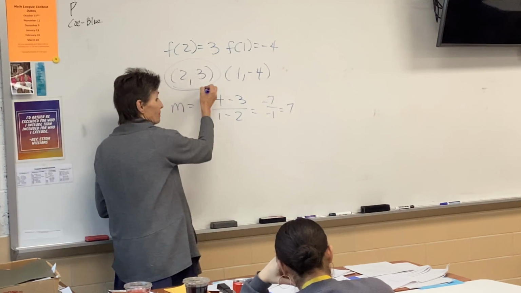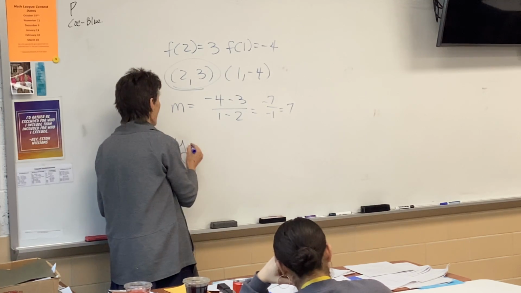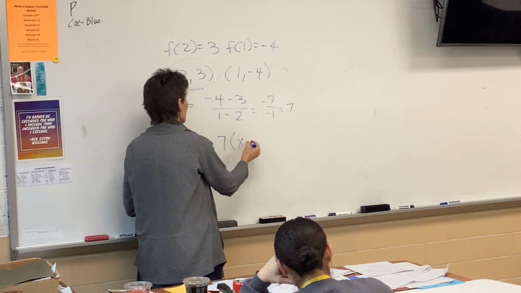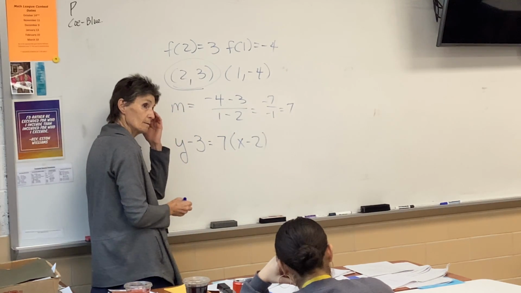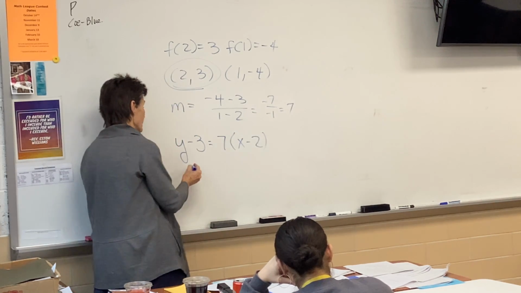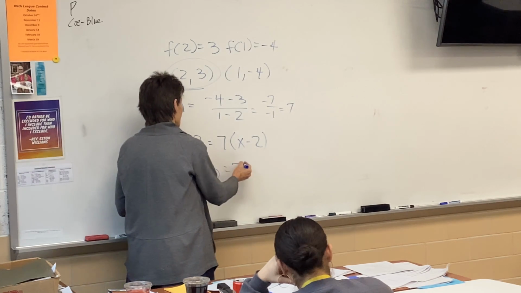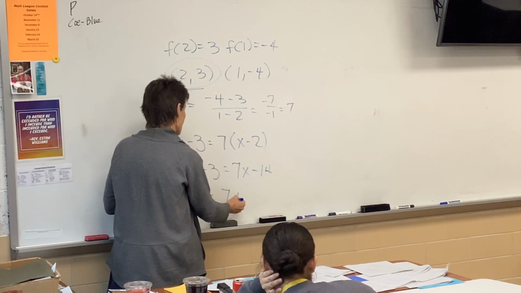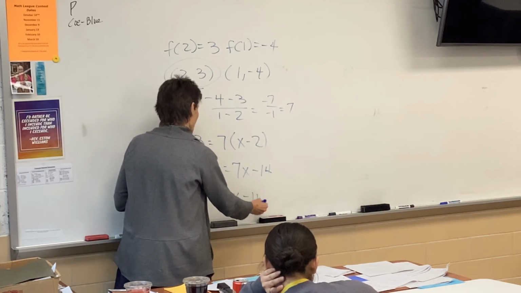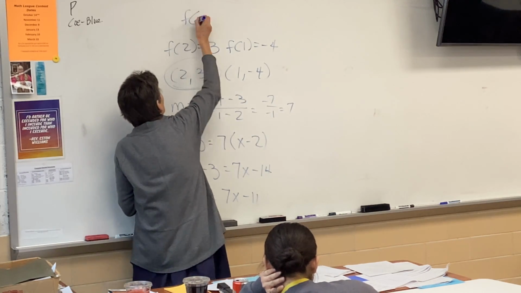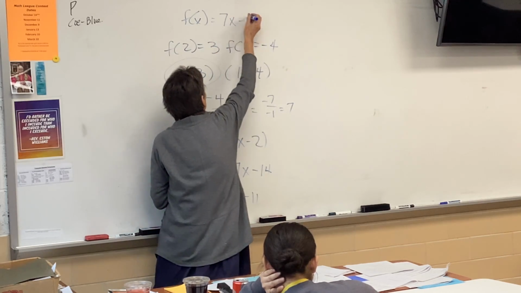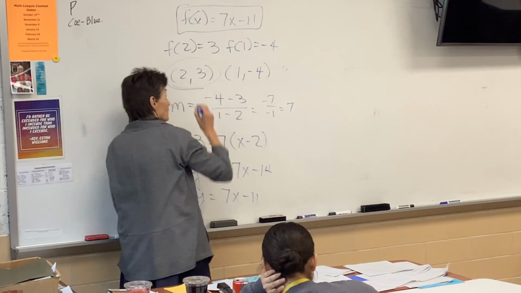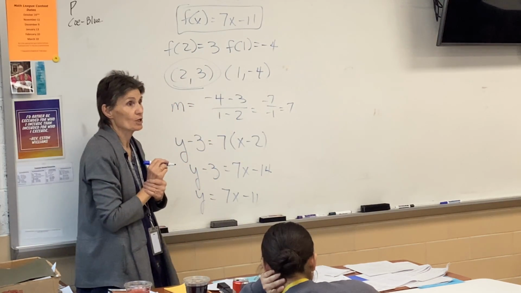Pick a point. Y minus the y coordinate equals slope times x minus the x coordinate. And it looks like my function is 7x minus 11. How does that look as my linear function?